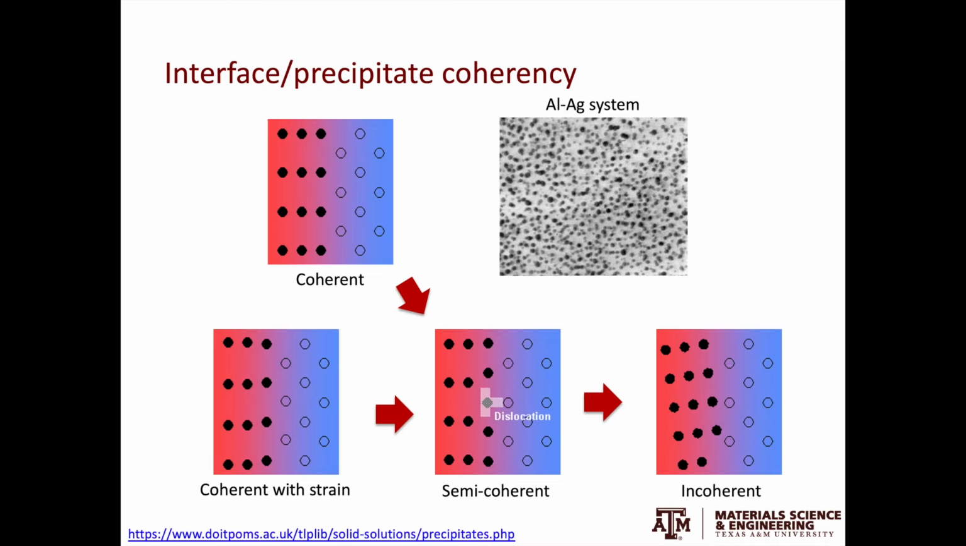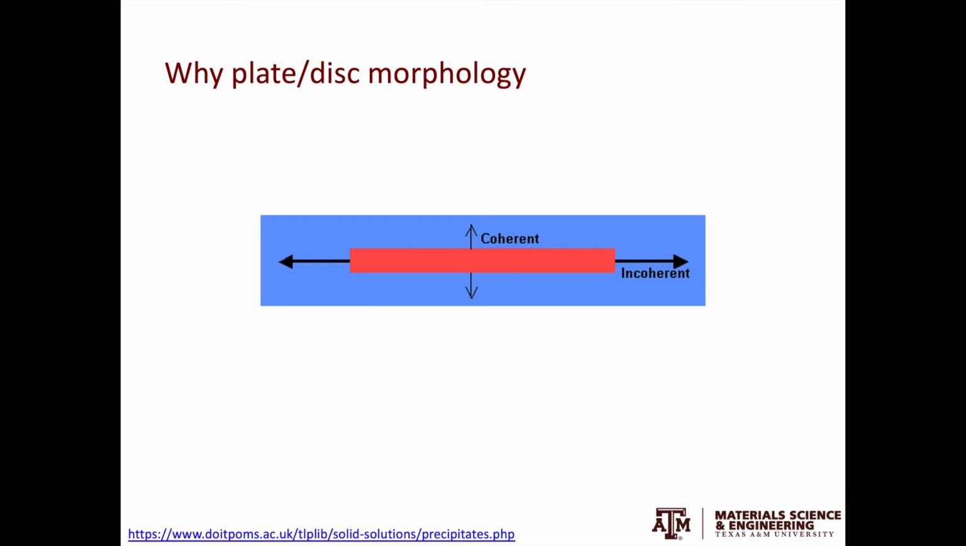After understanding the coherency of interfaces, we can revisit why most precipitates are plate-like. For most precipitates, the nucleation happens on something we call the habit plane. The interface that lies on the habit plane separating the precipitate and the matrix is usually coherent or coherent with strain. Normal to the habit plane, these interfaces are generally incoherent. It's much easier to grow precipitates along these incoherent interfaces because they are at higher energy.